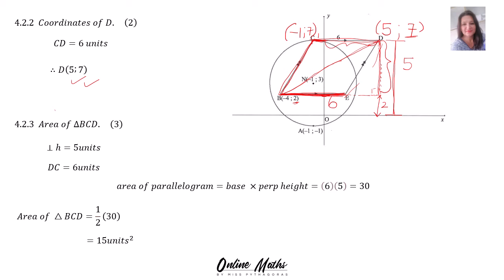And then there are marks for working out or reasoning out what the altitude, the perpendicular height, was, the base, and then half of that area of the parallelogram.